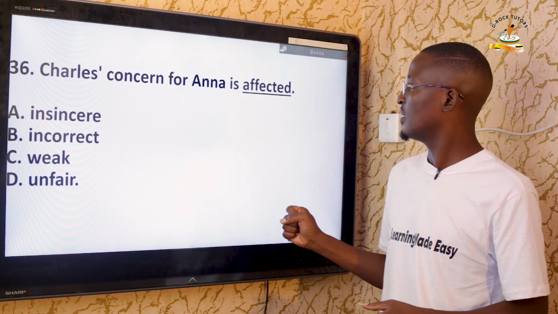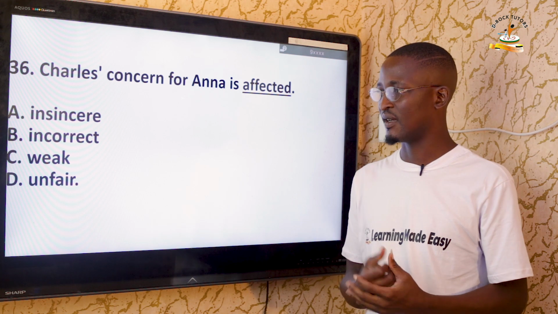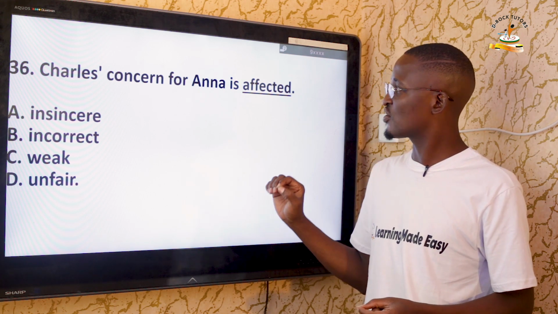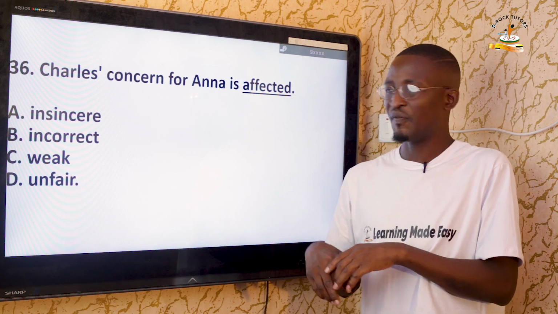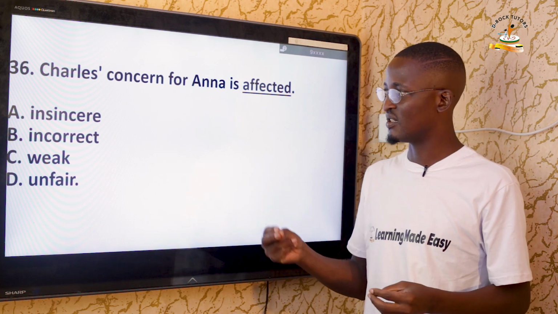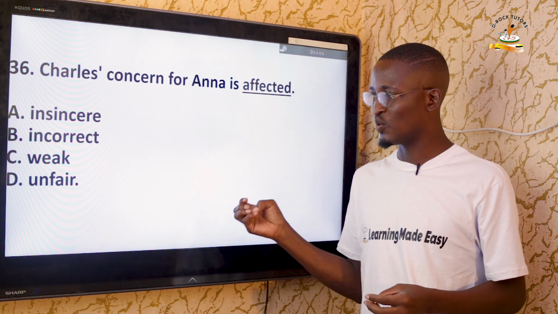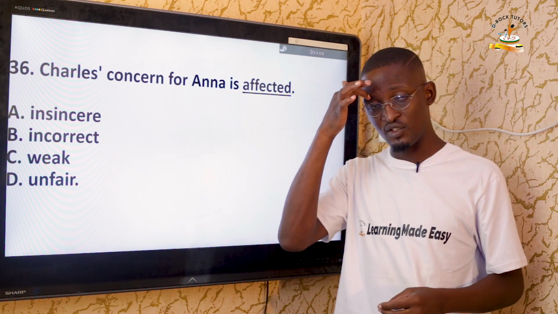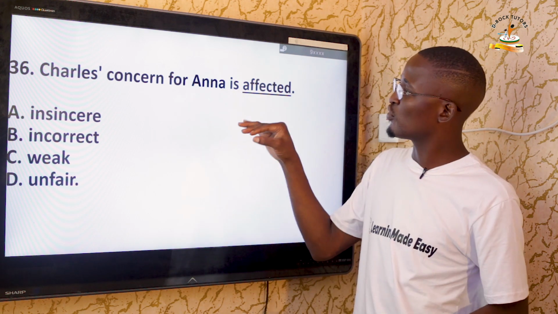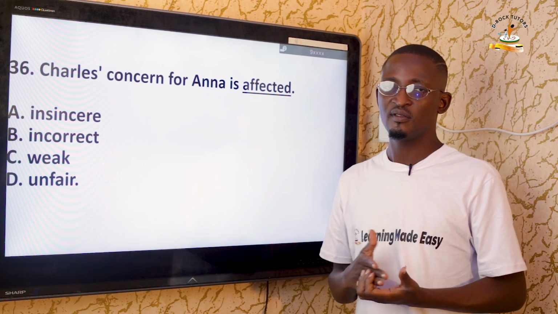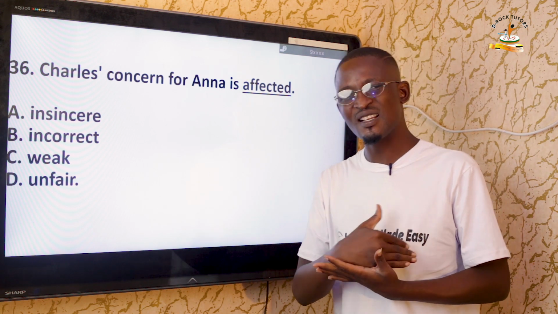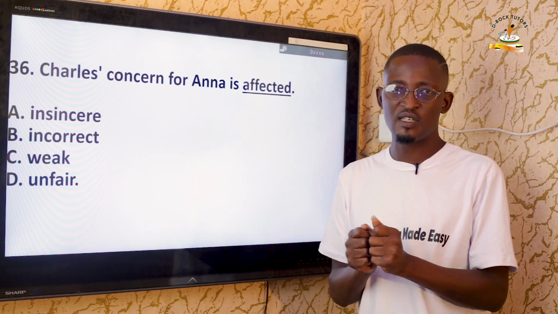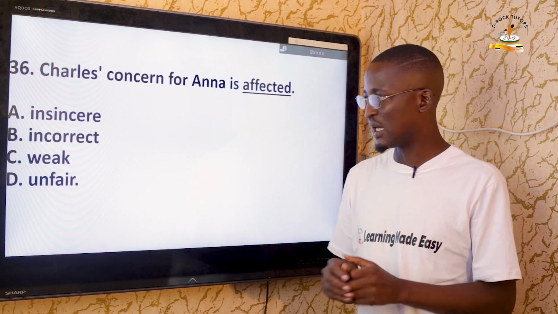36. The child's concern for Anna is affected. Affected here: insincere, incorrect, weak, unfair? Just like I explained, you have to look at the notion of the statement itself, that is, concern for Anna is affected. It means it is not strong enough. So that means weak.